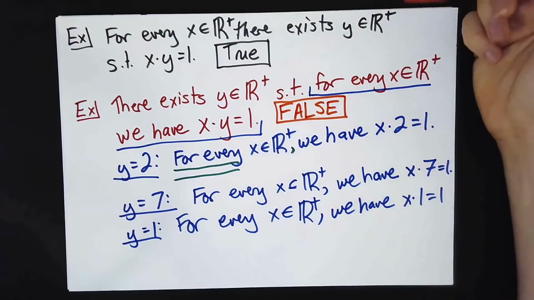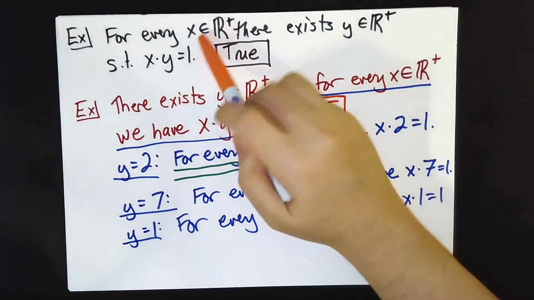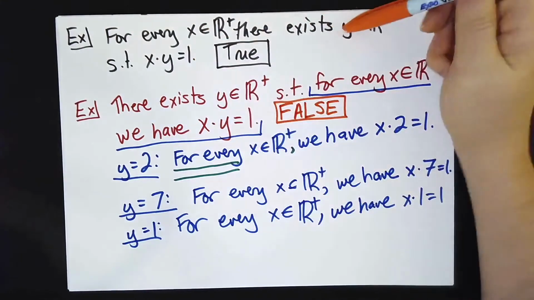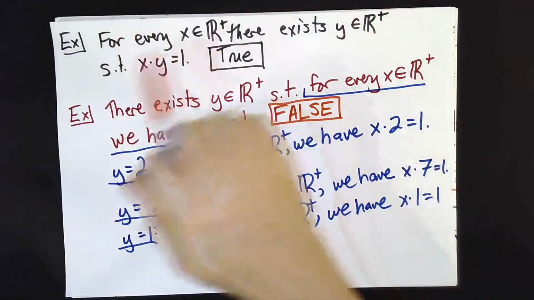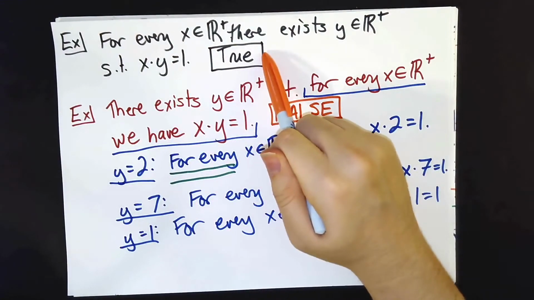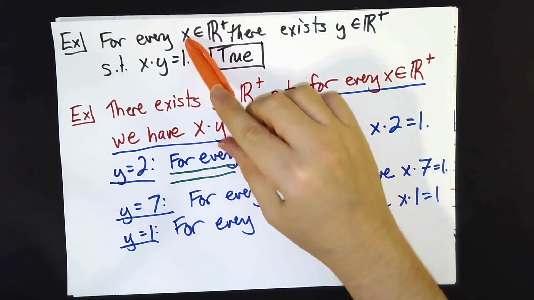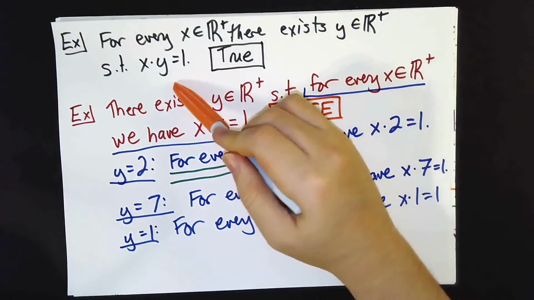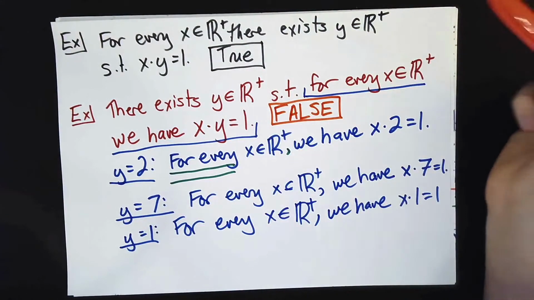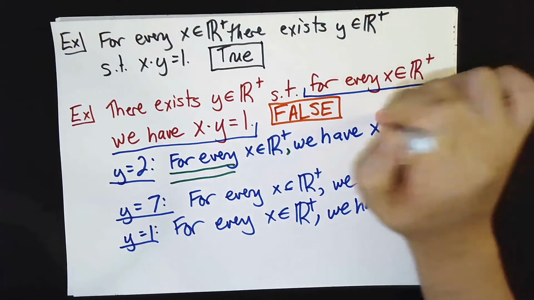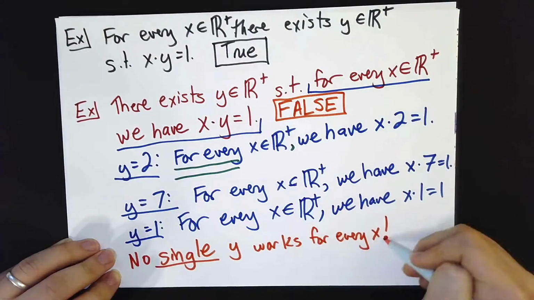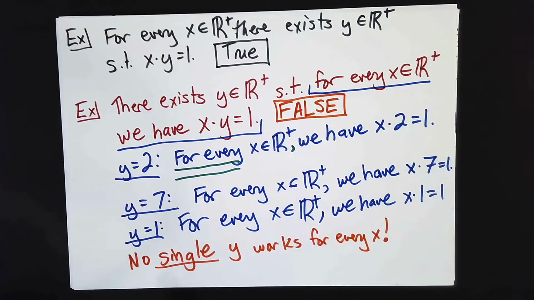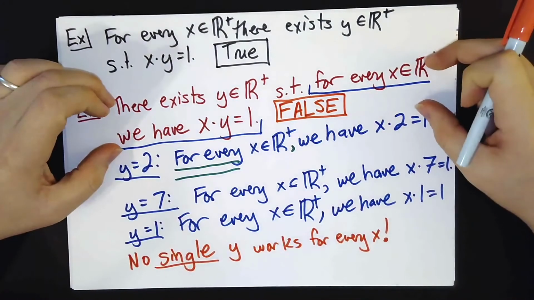What's really happening here is that for every x, there's a matching y. And so this statement ends up being true because it's saying, okay, choose the x, then you can find a y that makes this work. However, this statement now is false because there is no single y that works for every x. And the fact that no single y works for every x makes this statement false.